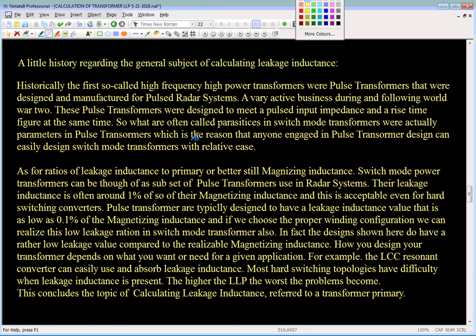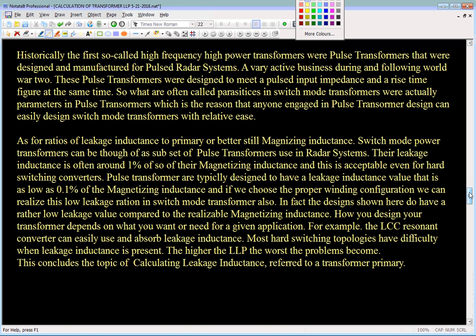Which is the reason that anyone engaged in pulse transformer design can easily design switch mode transformers with relative ease. That's why it's not hard for me to do. And you really need a lot more explanation than this to actually do it. A lot more examples. Then you get the idea. This can just get you started.